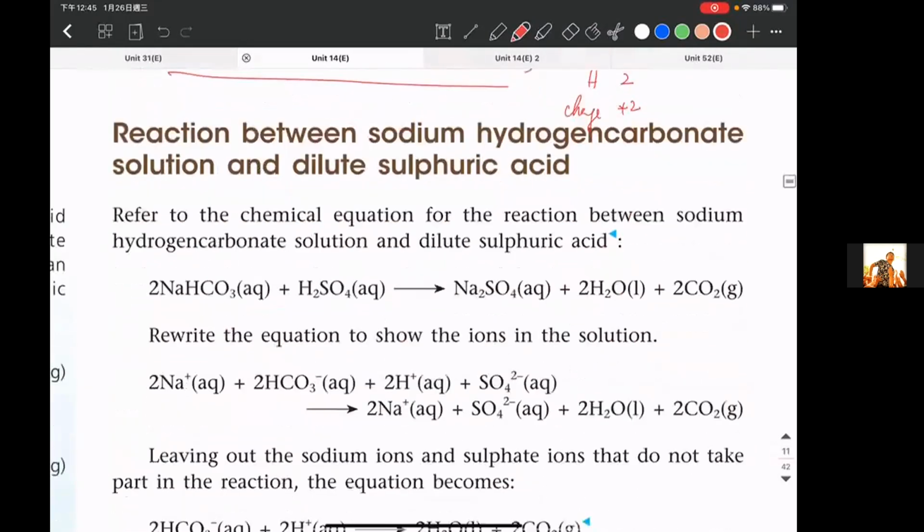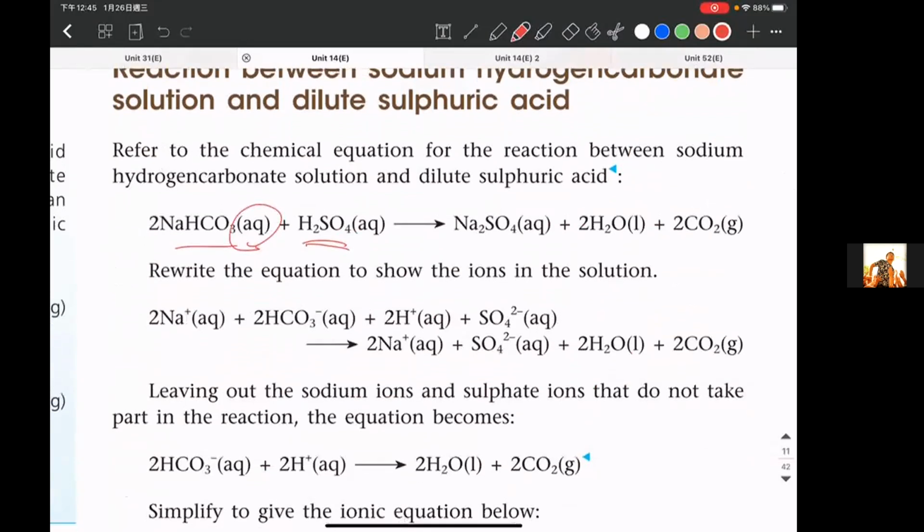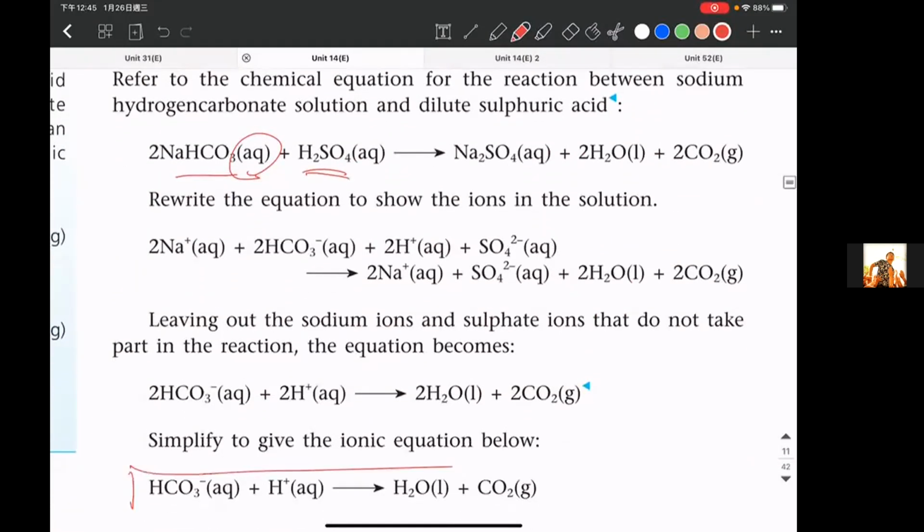What will happen if I'm going to write down the ionic equation for sodium hydrogen carbonate solution together with dilute sulfuric acid? Well, similar tricks. So you may find this is the ionic equation, while I have kicked out what? I've kicked out some spectator ions, no? Okay, so tell me what are the spectator ions?